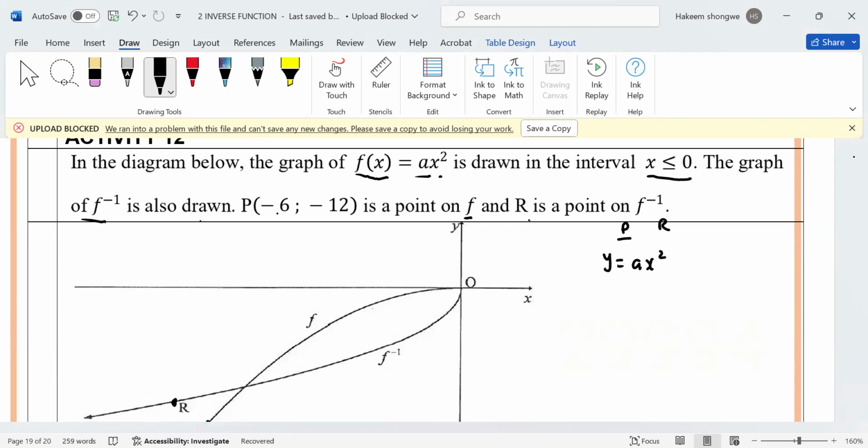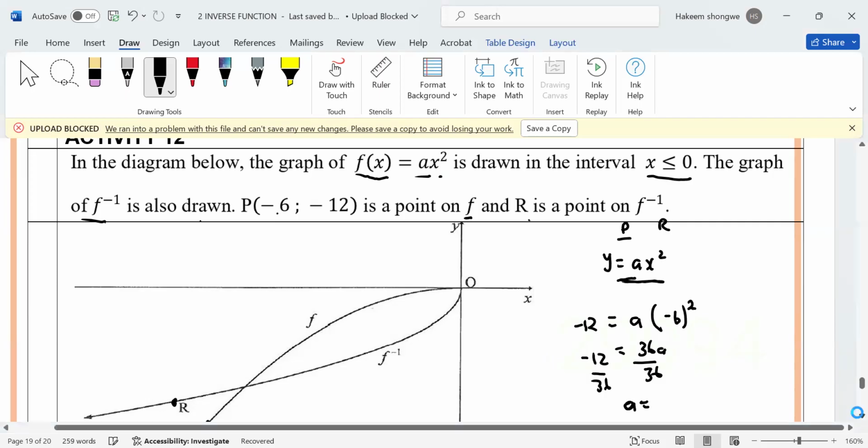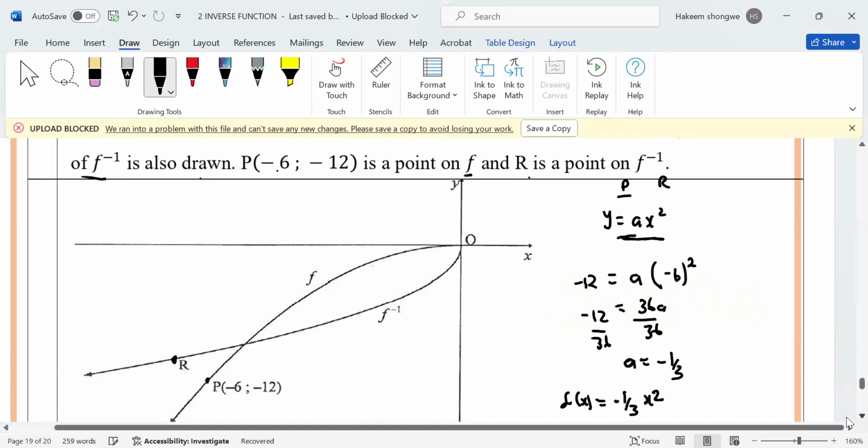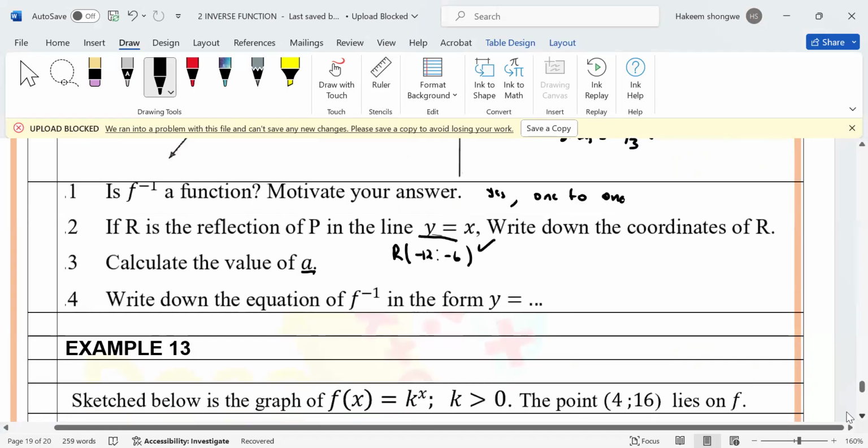Why point P? Because you are looking for f. If you're using the equation of f, you're going to use point P. What does point P say? It says minus 12 is equal to a times (-6) squared. And then you get 36a equals minus 12. Divide by 36, divide by 36. Therefore, what is going to be our a? Minus 1 over 3. Therefore, f of x is going to be equal to minus 1 over 3 x squared. I think they wanted a, so if they wanted a, we are going to get 2 marks for that.